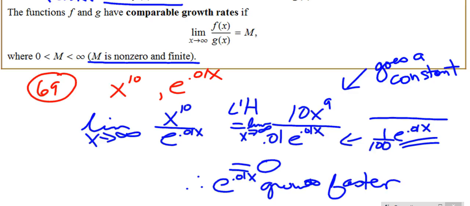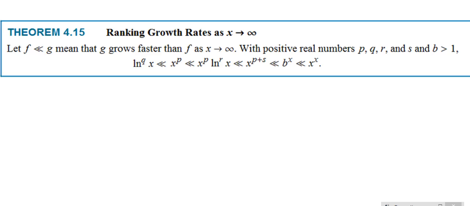Some of these you would have to do many calculations or think through logically. So my last thing is ranking growth rates as x is approaching infinity, where the double arrow says that f grows slower than g, meaning that g grows faster than f. So it's saying this one's faster, whatever you want to put here.